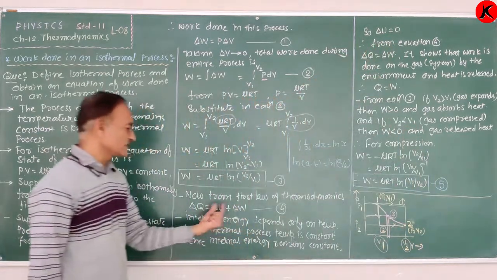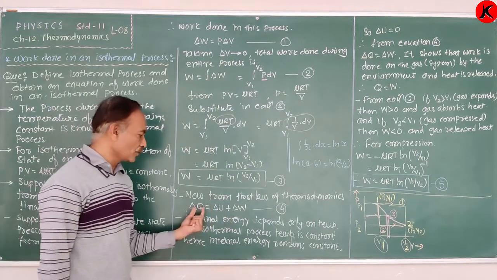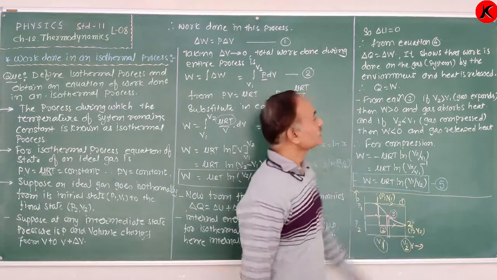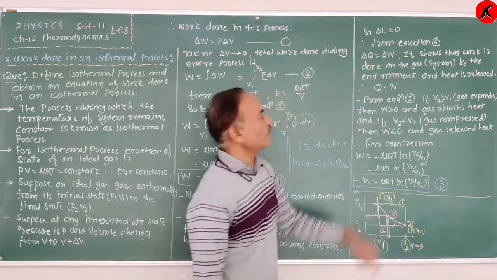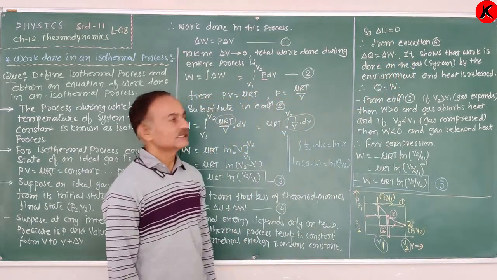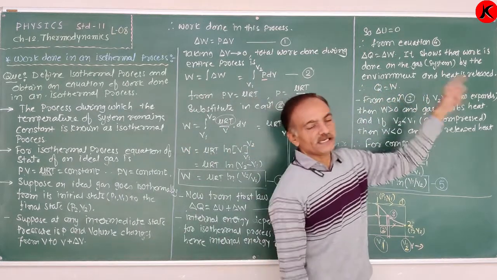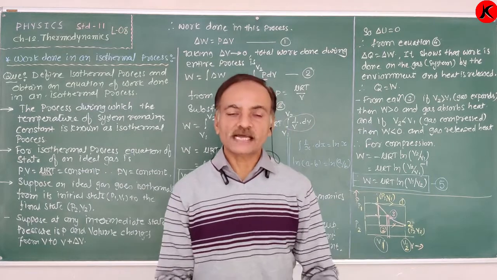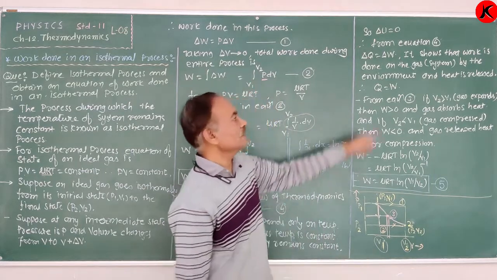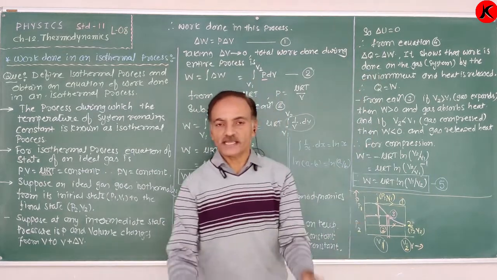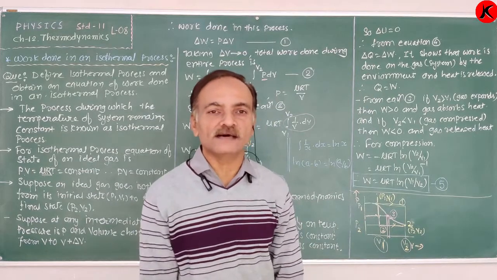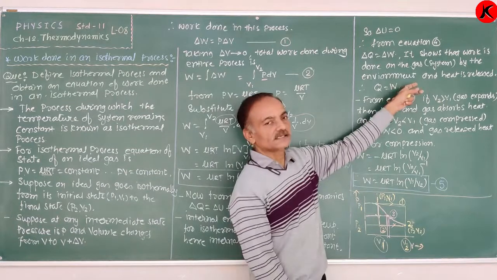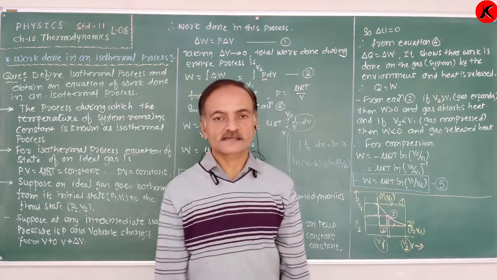Therefore, we substitute in this equation. From equation 4, delta Q is equal to delta W. That shows that the work is done on the system by the environment or the surroundings and the heat is released. That means the gas is compressed.